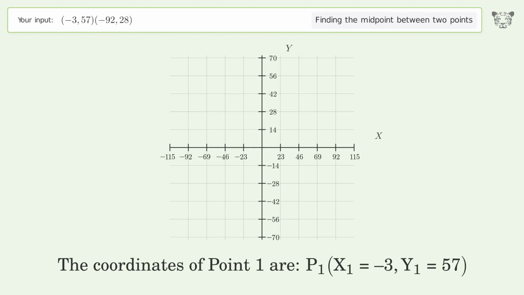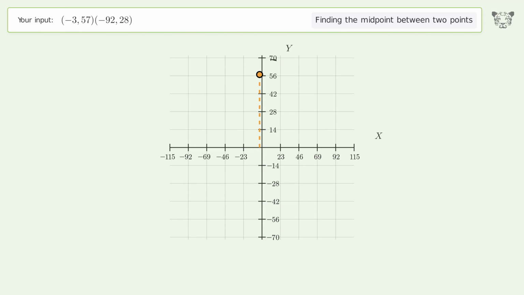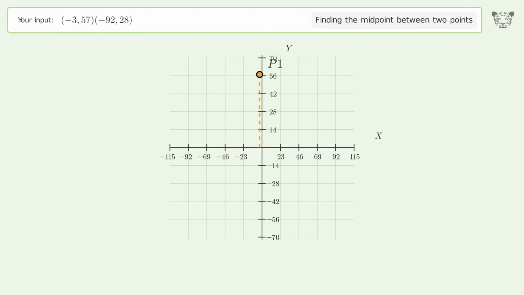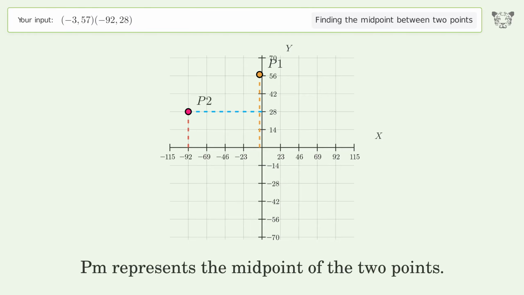The coordinates of point 1 are x1 equals negative 3, y1 equals 57. The coordinates of point 2 are x2 equals negative 92, y2 equals 28. PM represents the midpoint of the 2 points.